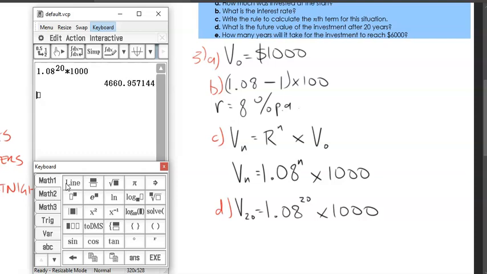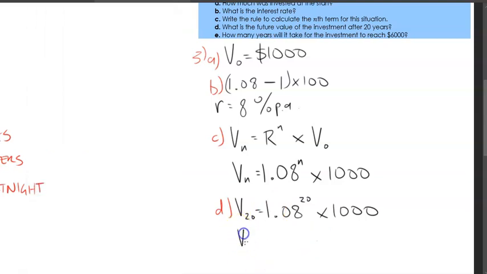So after 20 years, the investment for compound interest is $4,660.96. Because that's a 7, that 5 gets bumped up to 1. So V of 20 is equal to 4660.96.